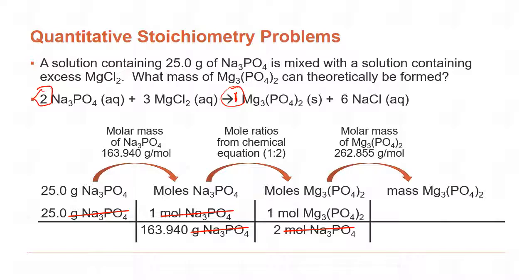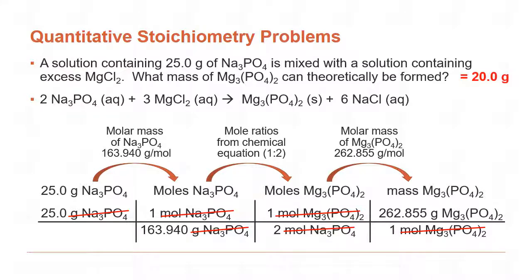The last step, then, is to convert that number of moles into grams. To do that, I want to cancel moles and keep grams. So I'll put the moles on the bottom, the grams on the top, using this molar mass of magnesium phosphate. The moles cancel moles. And once I'm done with all of that, I can go through my multiplication. So along the top, 25 times 1 times 1 times 262.855, and then divide by 163.94, divide by 2, and then divide by 1. When I do all of that, I get a final answer, 20.0 grams.